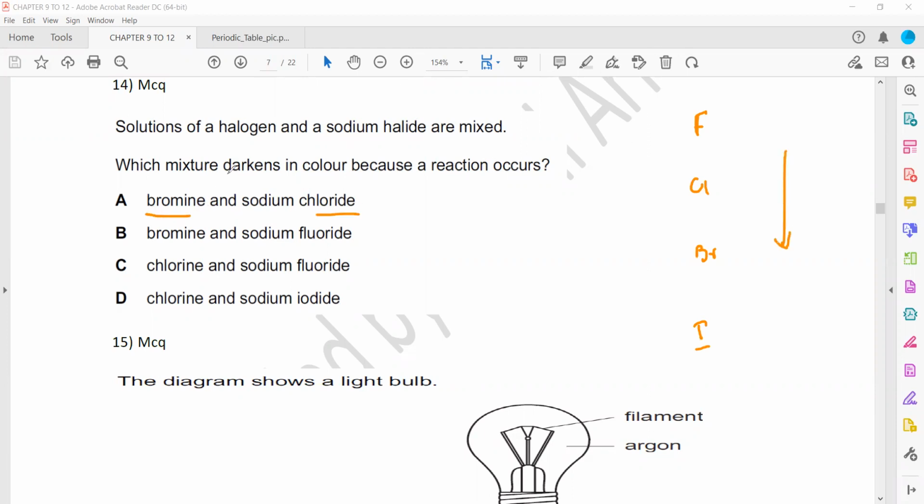So first, bromine with chlorine, will they react? No. Why? Because bromine is less reactive. Bromine with fluorine, will they react? No, because bromine is less reactive. Chlorine with fluorine, will they react? No, because chlorine is less reactive than fluorine. But chlorine with iodine, will they react? Yes, because chlorine is more reactive, so it will displace the iodine and the reaction will take place.